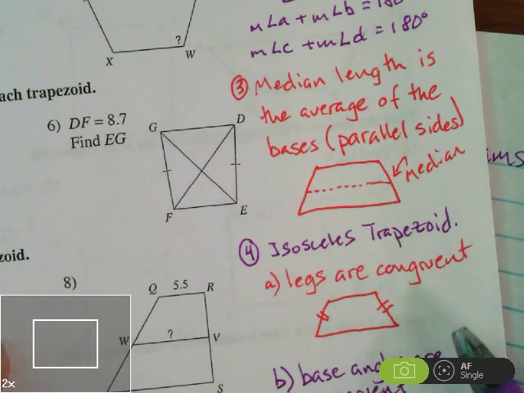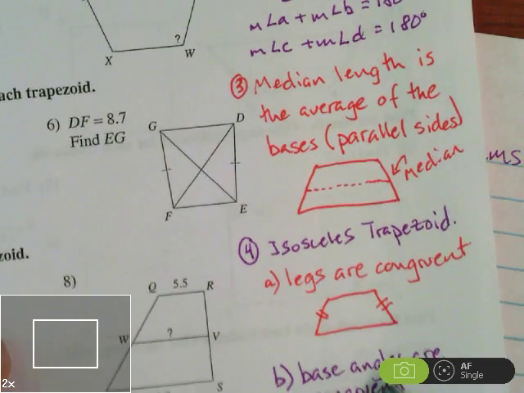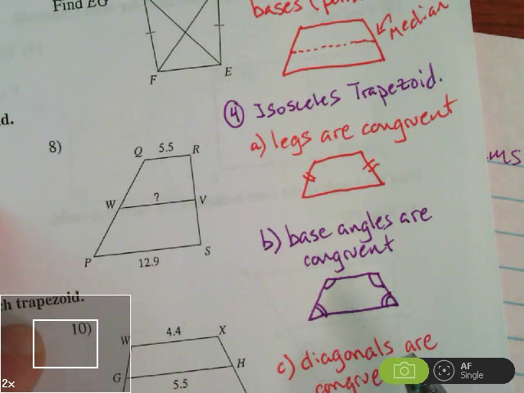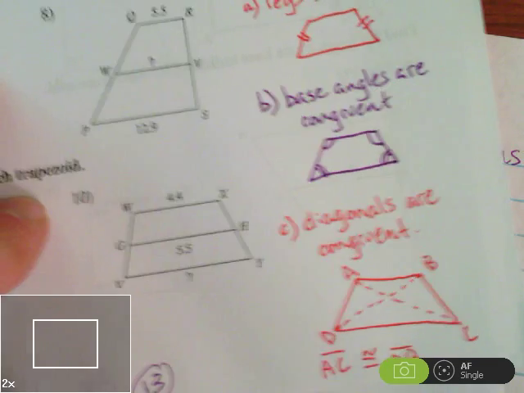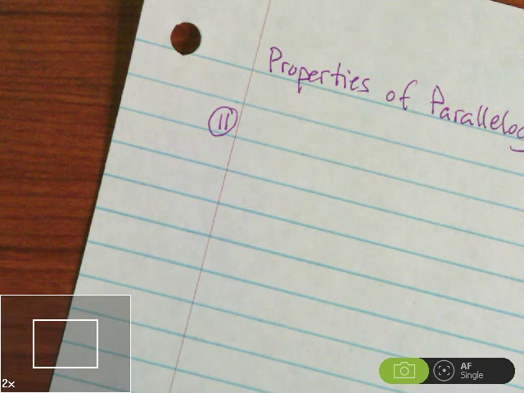In an isosceles trapezoid, the legs are congruent. The angles at the end of each base are congruent, and the diagonals are congruent. And these are all facts that we're going to use to set up and solve equations. So let's start with page 12.